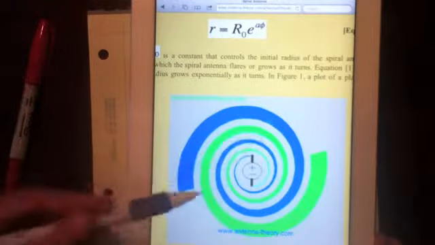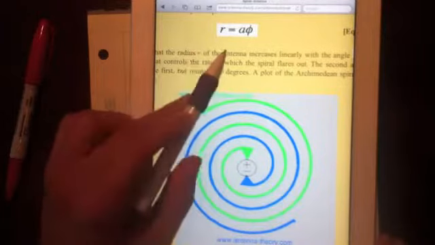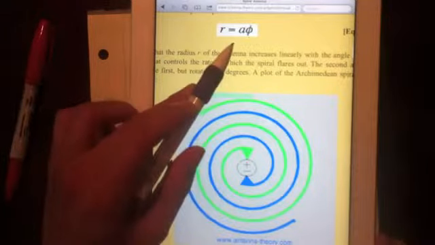Another common spiral antenna is this Archimedean spiral. This one has a radius that grows linearly with phase. A is a parameter that determines how quickly it grows. So for instance here it's just increasing at the same rate as you go out.